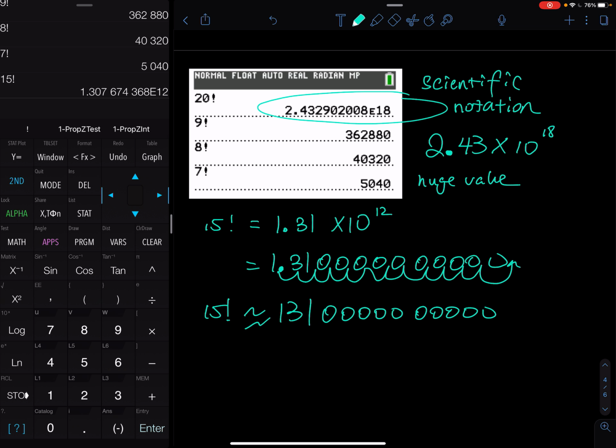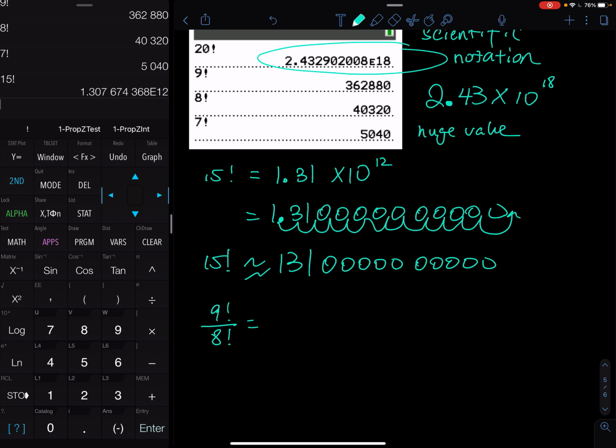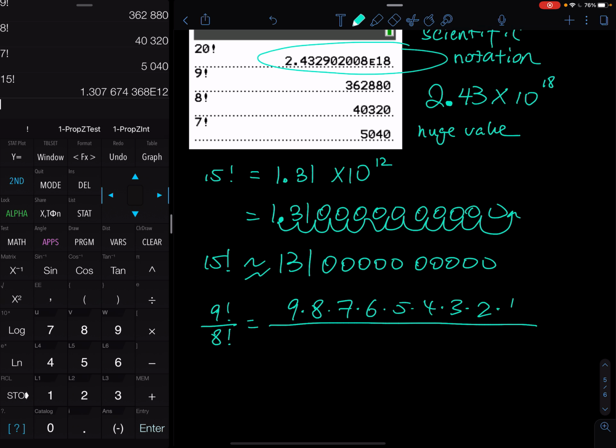How do you perform a division? So let's say you want to do 9 factorial divided by 8 factorial. What is that equal to? So if you open up the math, this is a 9, 8, 7, 6, 5, 4, 3, 2, 1. So let me make sure I don't miss any number. 9, 8, 7, 6, 5, 4, 3, 2, 1. And then the 8 factorial is 8, 7, 6, 5, 4, 3, 2, 1. And then these are all multiplications.